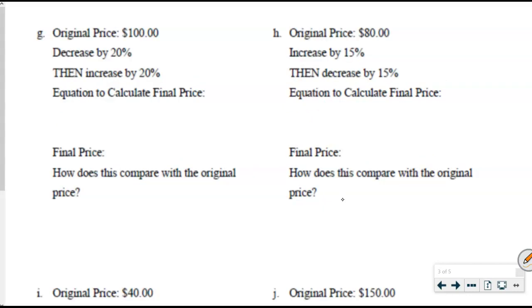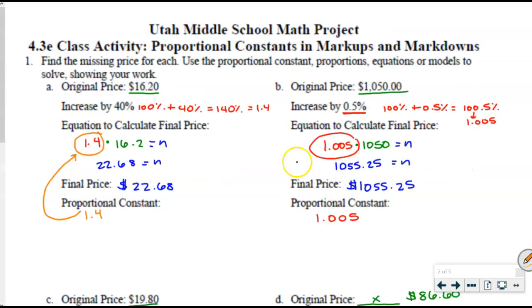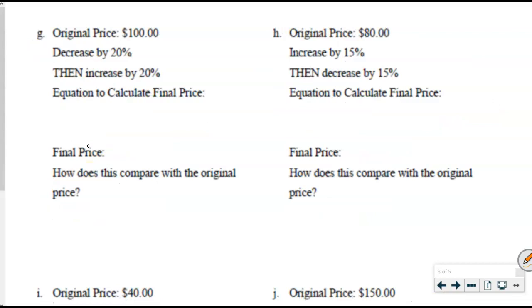Let's take a look at G through J. Notice these are multi-step problems. Fun fact, these multi-step problems, if you utilize this system, they can be done in one step. Okay, let's go over the first one together.